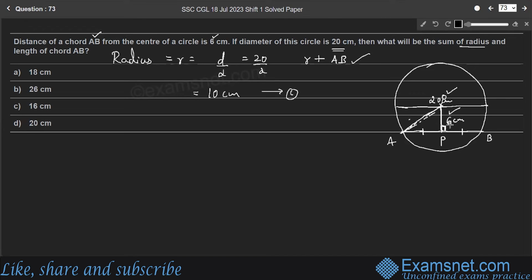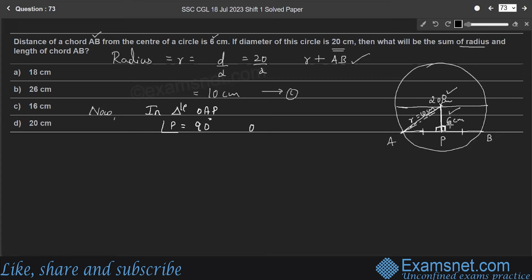Here OA is nothing but the radius of the circle, which is 10 centimeter, right? So angle at P is 90 degree. Therefore, we have a right angle triangle OAP, right? So now consider triangle OAP. In triangle OAP, angle P is equal to 90 degree.